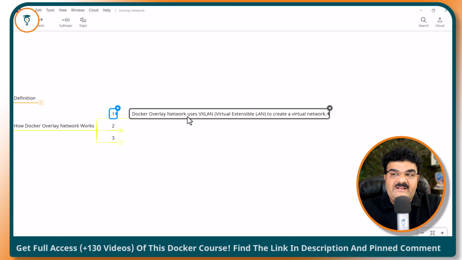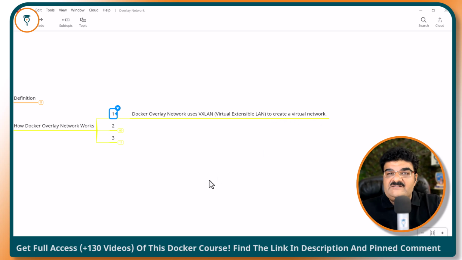Docker Overlay Network uses VXLAN. VXLAN means Virtual Extensible LAN, used to create a virtual network. Now VXLAN technology is actually an extension of the VLAN technology that we have in networking. You don't need to worry about anything.